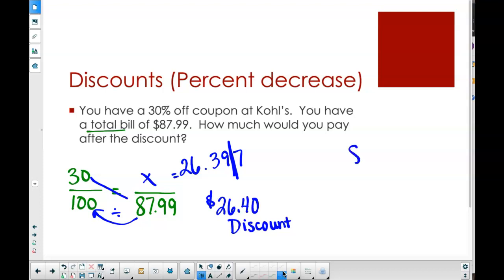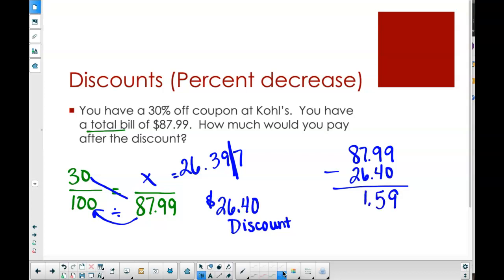So I'm going to take the $87.99 minus $26.40. So I would have to pay $61.59. Does that make sense to everybody? Okay. Remember, with a discount, you subtract. Anytime we're talking about discounts, we subtract.